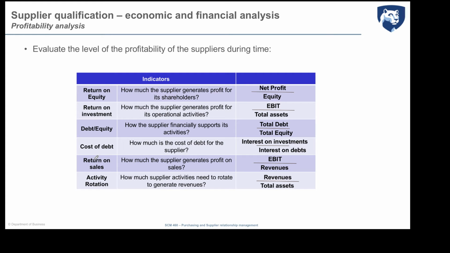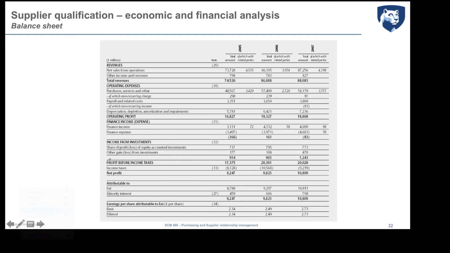Then you have the return on sales. Return on sales has a similar meaning to the return on investment, but instead of making the ratio between the earning before interest and taxes and the total assets, you make the ratio between the earning before interest and taxes and the revenues. Take the income statement, operating profit or EBIT, and you make the ratio between the operating profit and the revenues, which means evaluating how much profit you are able to keep on every revenue that you make.